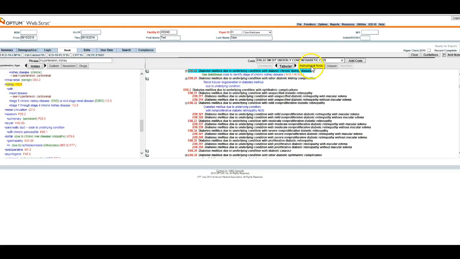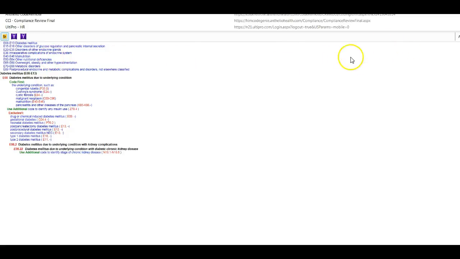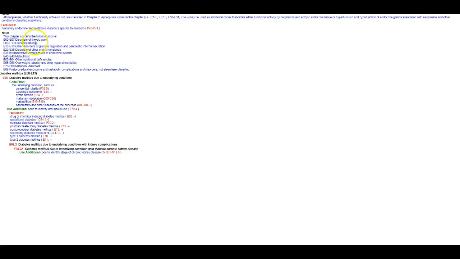Okay, so now I want to review the instructional notes on this. And that's just proper coding, just making sure that I cross all of my T's and dot all of my I's. And this is the endocrine system. Code first the underlying condition. Alright. Use additional code to specify insulin usage.